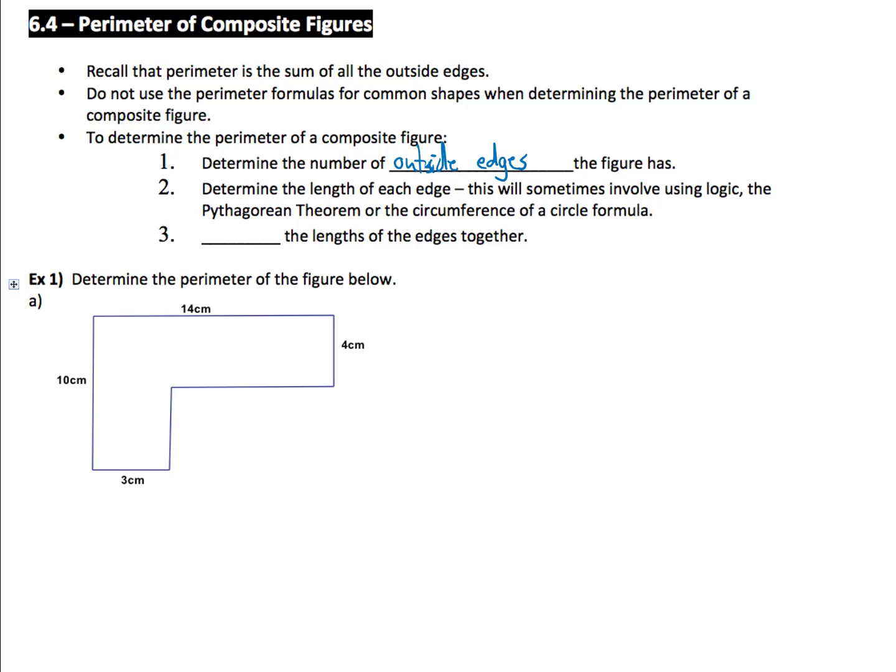Then you need to determine the measure or the length of each edge. This sometimes involves using logic, Pythagorean Theorem, or circumference of a circle formula. So there's all of those things you have to consider. Then once you have all the measures figured out, then you add the lengths together.